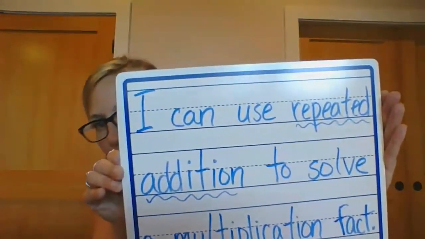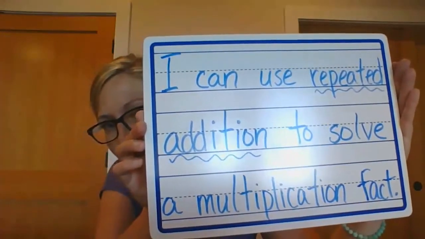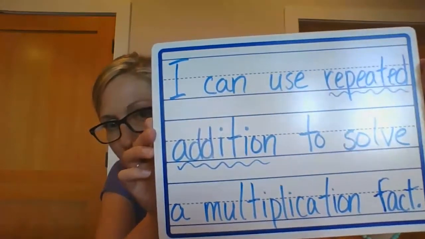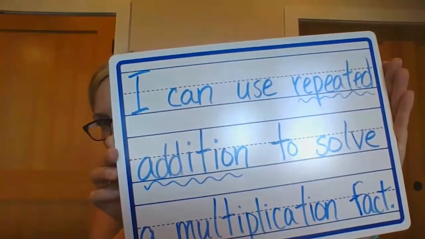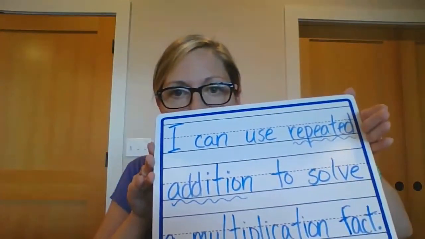Today, we are going to try a new strategy called repeated addition. So our learning target today is I can use repeated addition to solve a multiplication fact. A multiplication fact is the same thing as a multiplication equation or a multiplication problem. So repeated addition is the strategy today.